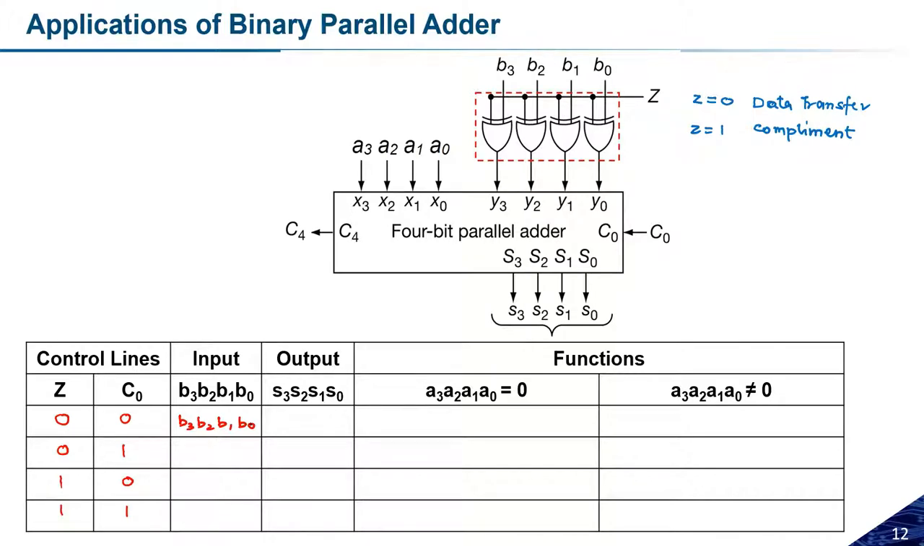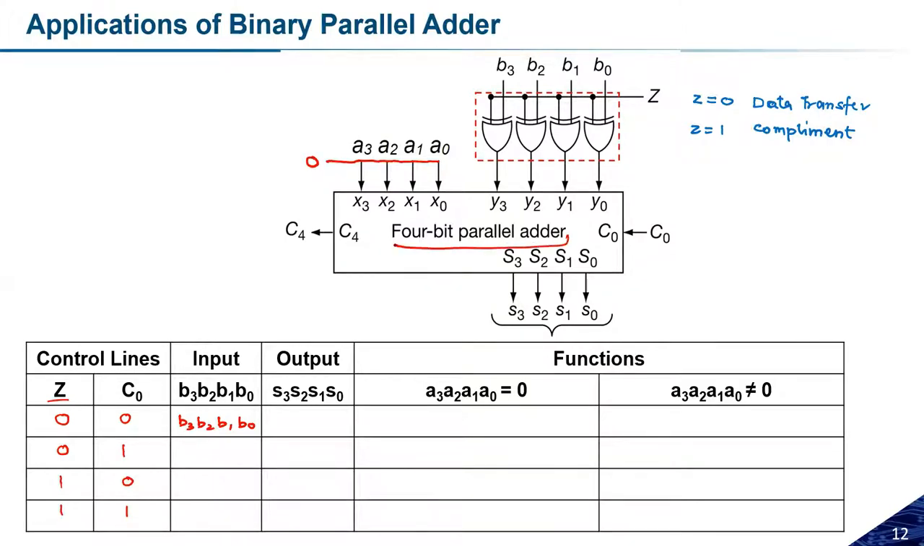Now let's try to check the things. Initially, this is one of the conditions we can see, like C0 and Z. And the second input pair is A3 to A0. So let us first consider A3 to A0 is 0. What I have done here, for the first case, is connect these to ground, or simply to logic 0. Okay, so if it is grounded, then what will happen?